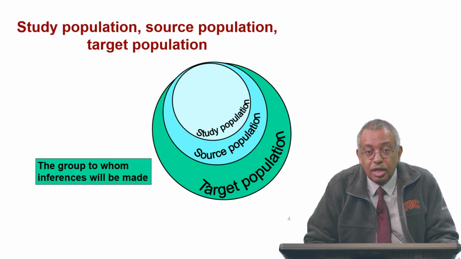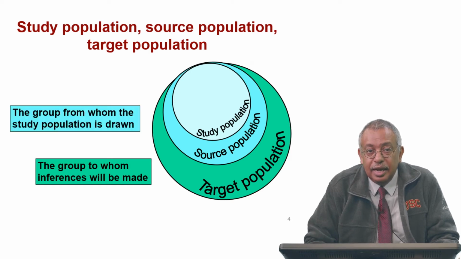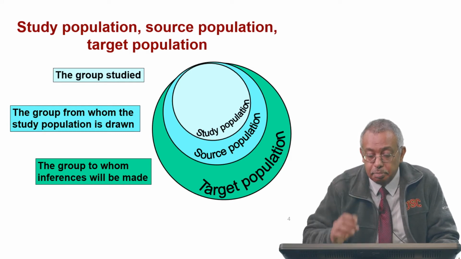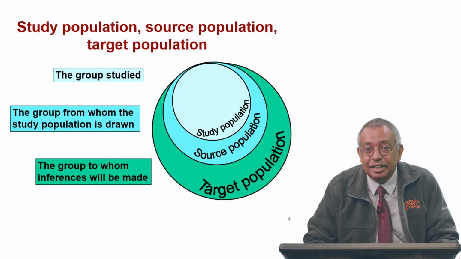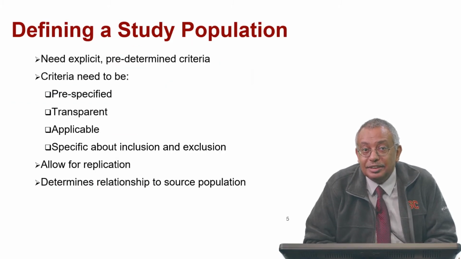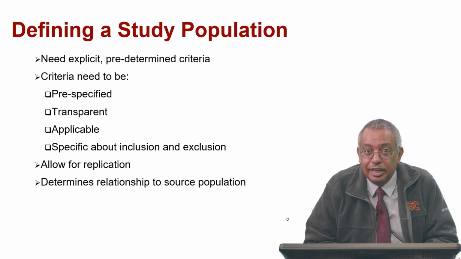What we call target population is the group to whom inferences or conclusions are going to be made. And what we call source population is a group from whom the study population is drawn. And then the third one is what we call study population. It's the group that we are actually studying. So there has to be a clear path and understanding of what exactly each one of these 3 types of populations are actually meant to represent, and whether they interact or interrelate to each other in a way that we could make valid scientific inferences from the data.